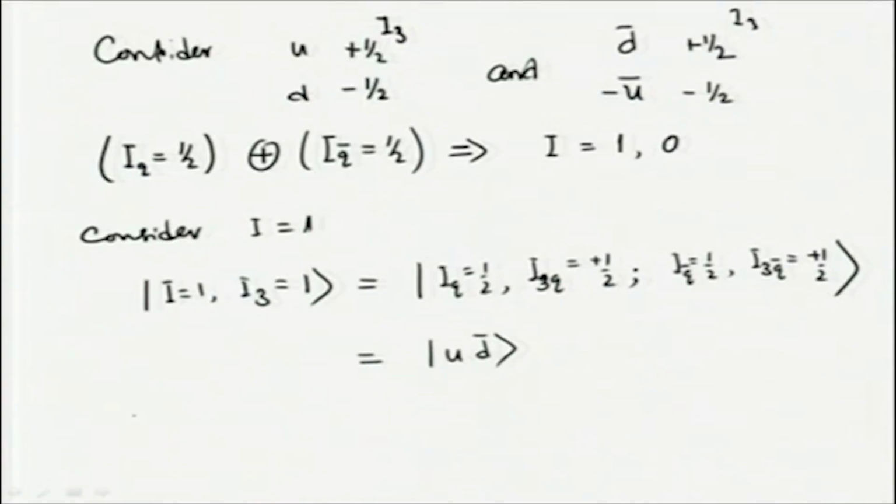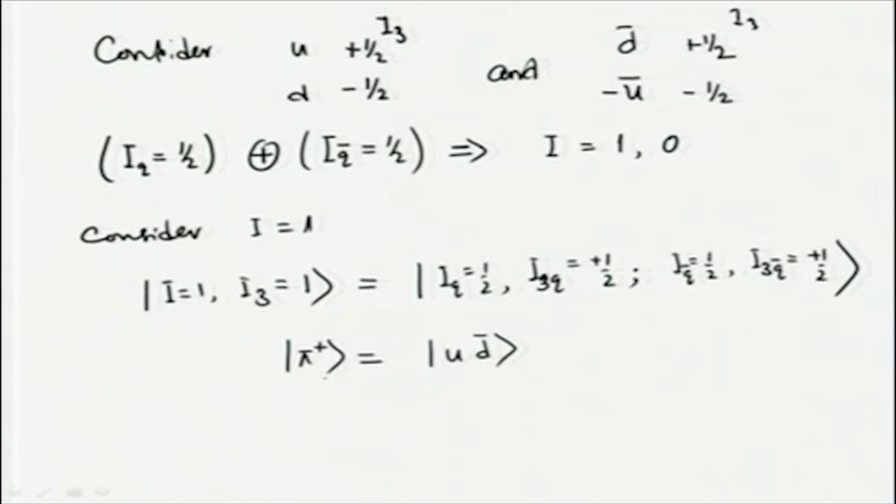The right hand side will tell you that it is basically a U quark, which is I q half and I3 q equal to half, and a D bar quark. So, this is basically the system on the right hand side. Do we have a physical particle or a meson corresponding to this? Charge is equal to plus 1 because U has charge of 2 by 3 and D bar has charge of plus 1 by 3. This can be thought of as our pion.